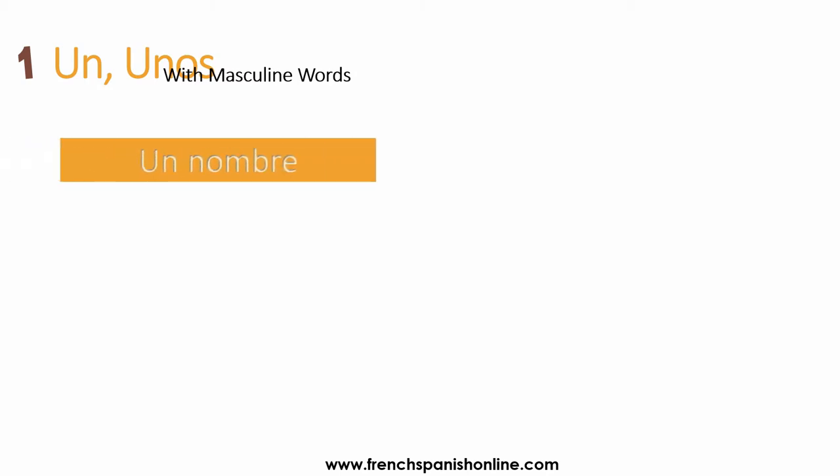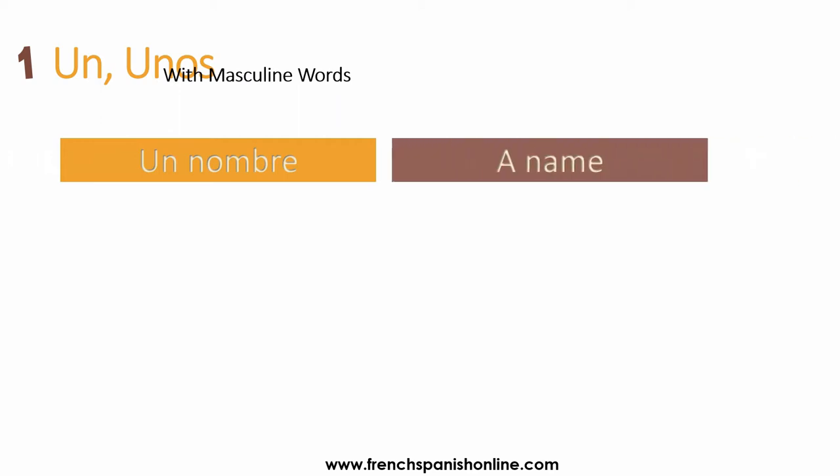An example, un nombre. In English, we've got a name. Nombre in Spanish is a masculine word. So to translate a name, we're going to use the indefinite article un to say un nombre. The plural form is unos. So we're going to say unos nombres.